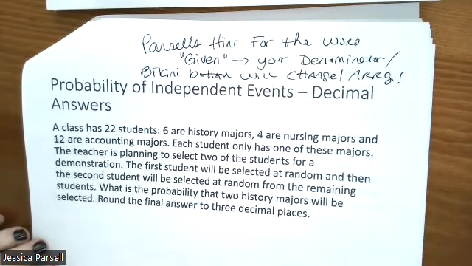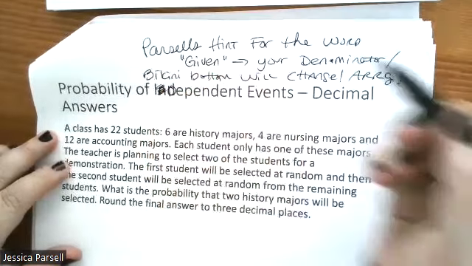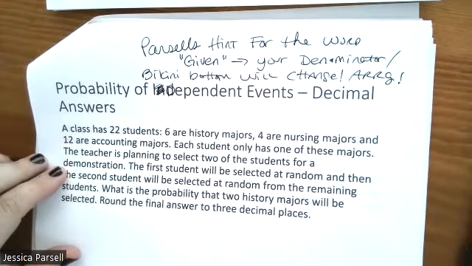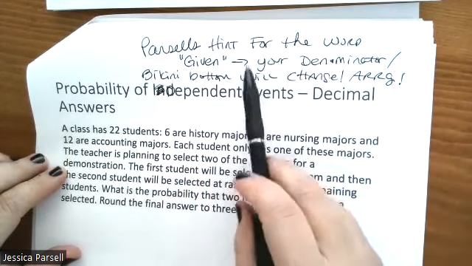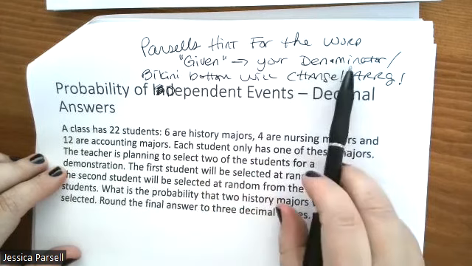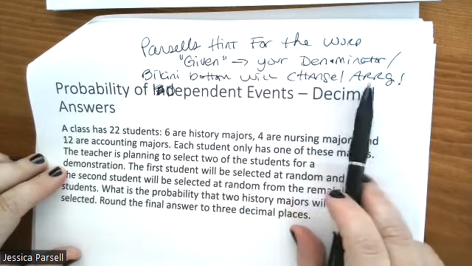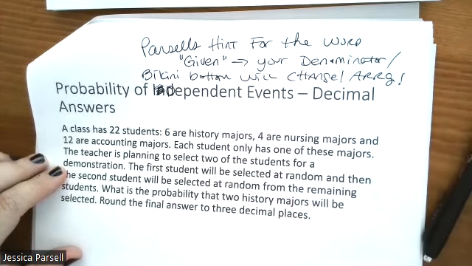Okay, probability of dependent events. Parcell's hint: when you see the word given, every time your denominator, or sometimes I call it your bikini bottom, will change. Arg matey. So just keep that in mind. When you see the word given, you're going to have a change of bikini bottom or denominator.